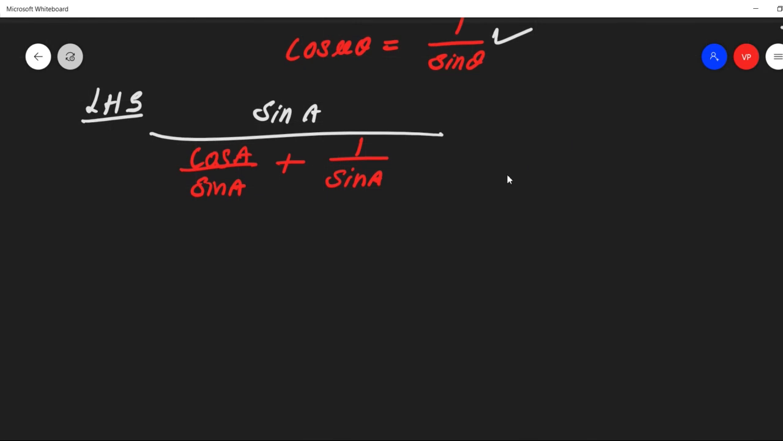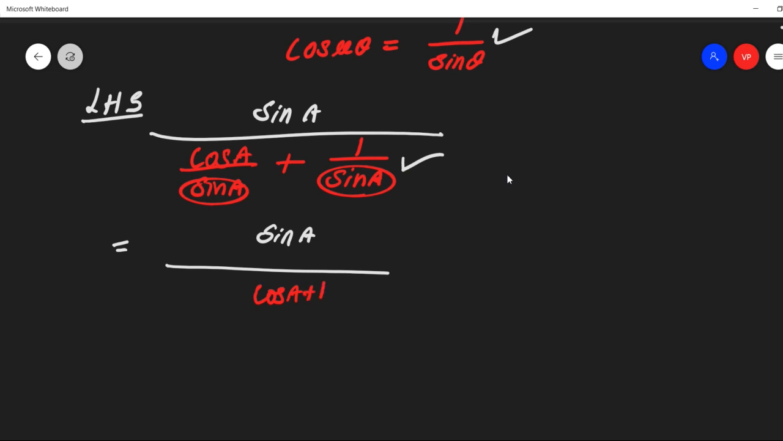So what is our next step? Keep this numerator as it is. The next step, you can subtract the terms in the denominator. How will you do it, students? The denominators are equal. See, sin A and sin A, both are equal. So you can just write cos A minus 1 by sin A, because the denominators are equal. Do you understand this step? Yes. So what is the next step?